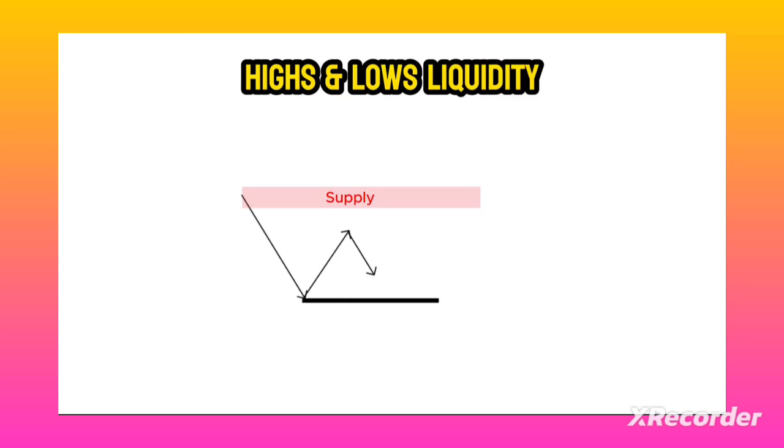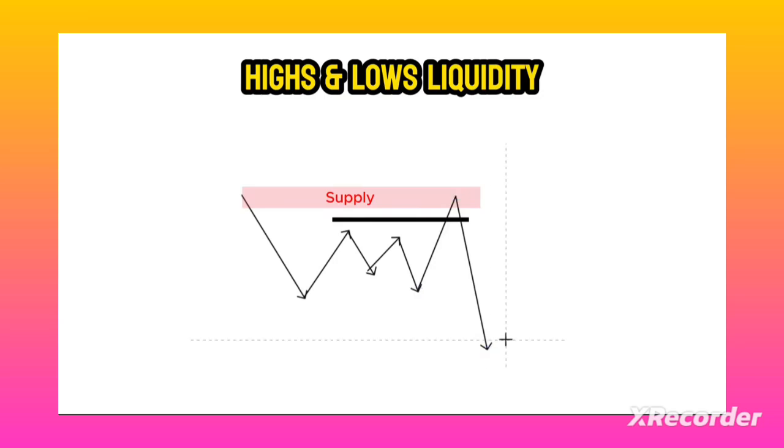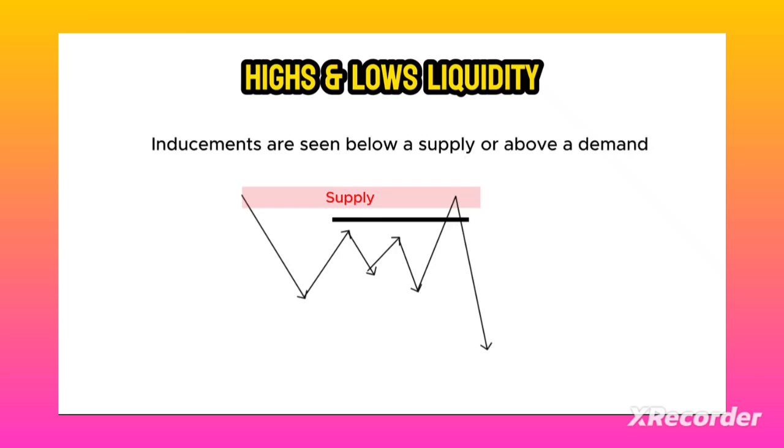What this does is it tricks traders into selling. So traders would sell this weak high. Where would traders place their stop loss? Usually right above. And what we also have is a descending trend line on the lower time frame, and then the market does the manipulation move, going into the supply area and selling off, leaving those traders that shorted at the weak high and the low time frame descending trend line getting stopped out. These inducements are usually seen below a supply zone and above a demand zone.